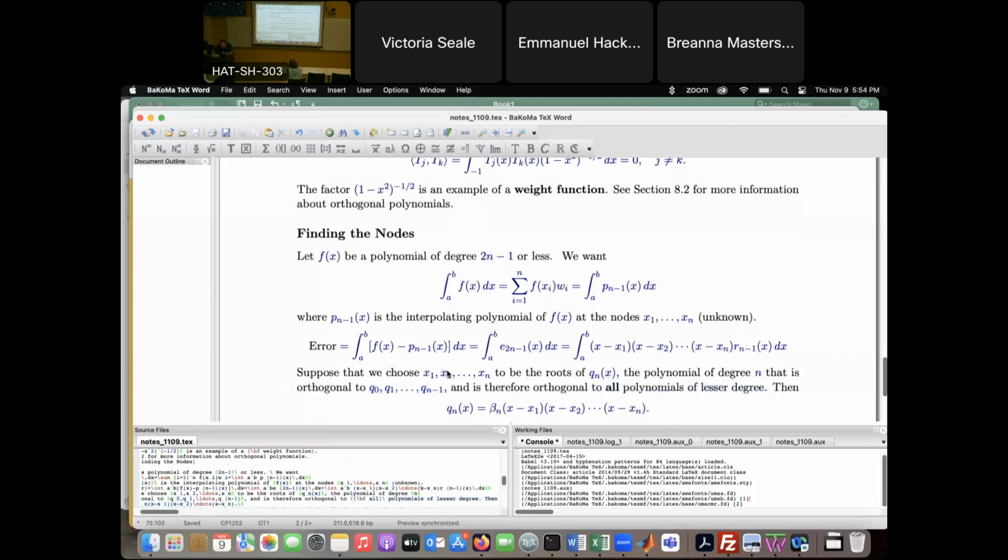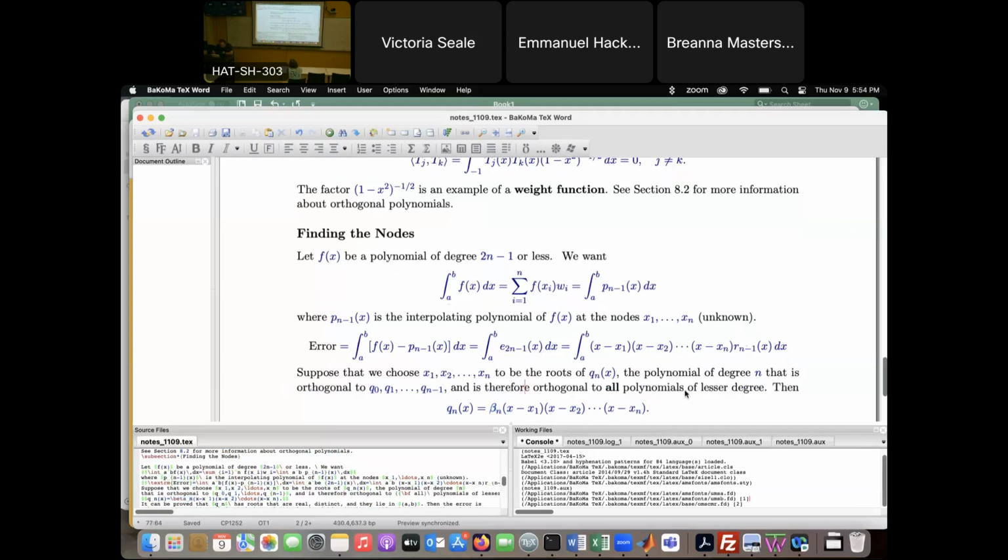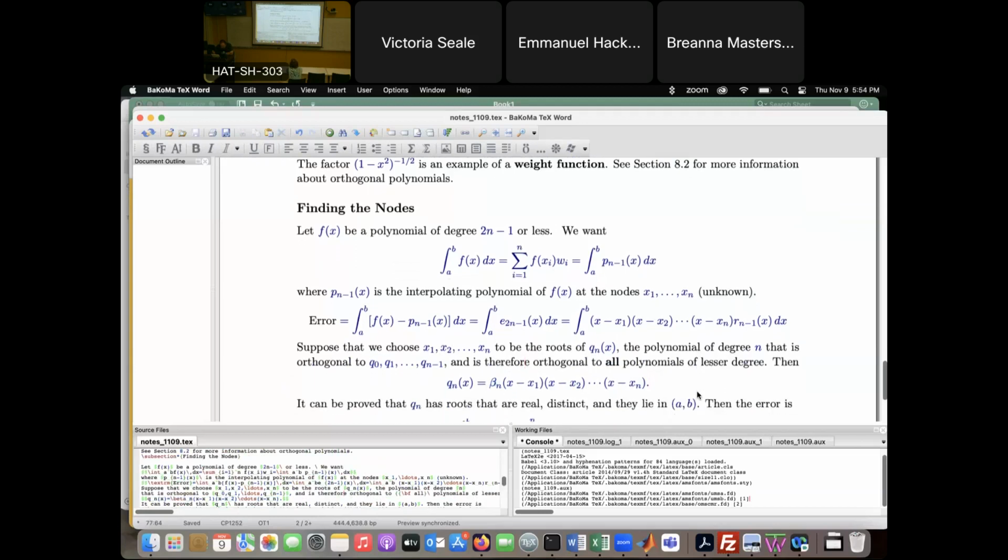Now, since x1, x2 up to xn are the roots of Qn, then I know that Qn has this kind of factorization. It's equal to the product of all these linear factors times some scaling constant that I don't really care about. This is actually proven in chapter 8, that it can be shown that the roots are real, distinct, and they lie in the interval AB.